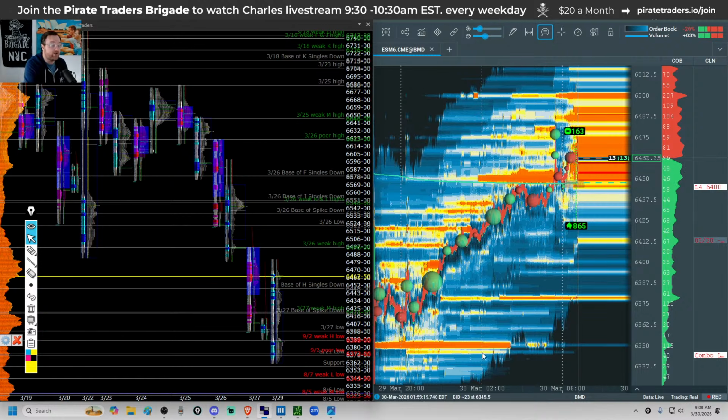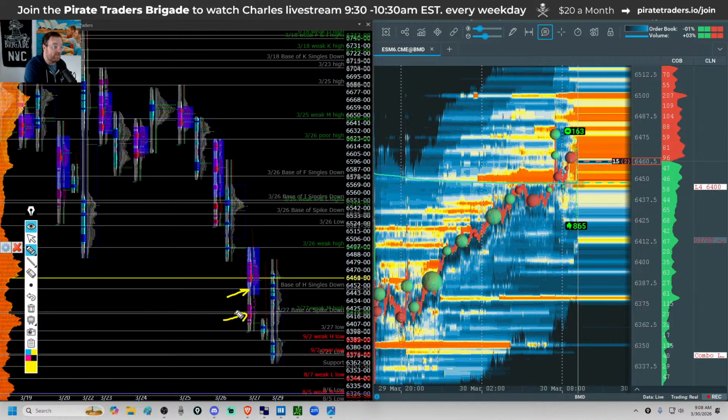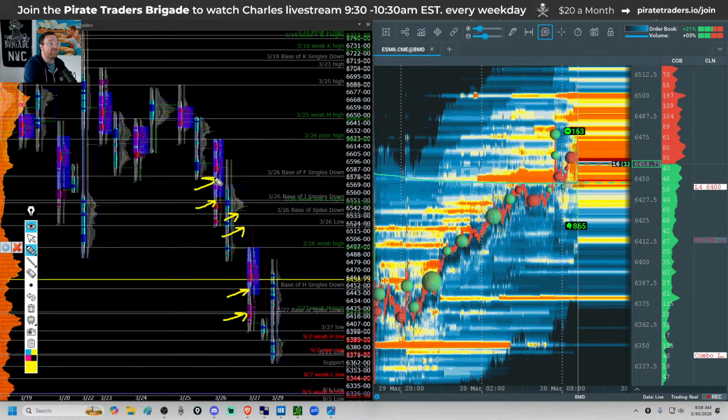There were, at the close on Friday, a bunch of levels that we call either weak references or references that need to be tested. So the first was the base of the spike down. The second was the base of the single prints down. The third was the gap down. The fourth was the base of the spike down from Thursday. The next was the first set of single prints from Thursday, and then the second set of single prints from Thursday. And then very lastly, we have the high of the day from Thursday, which was a poor high.